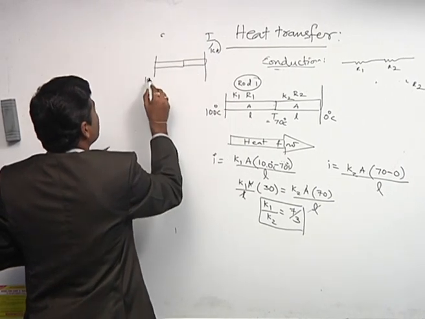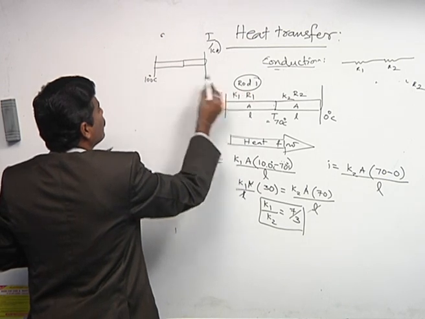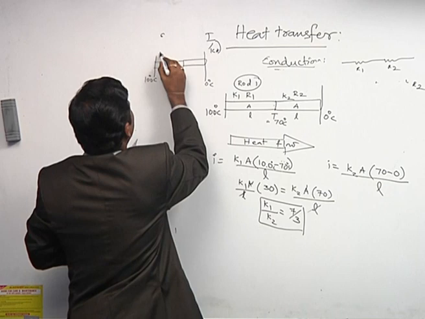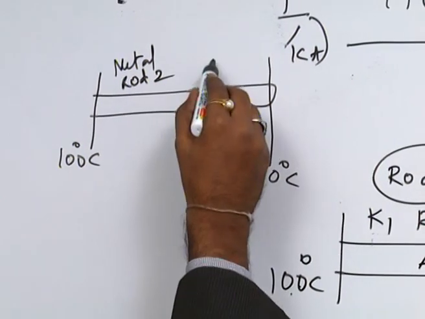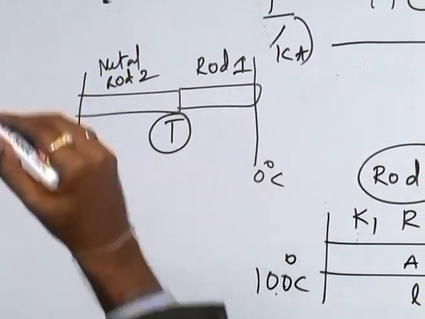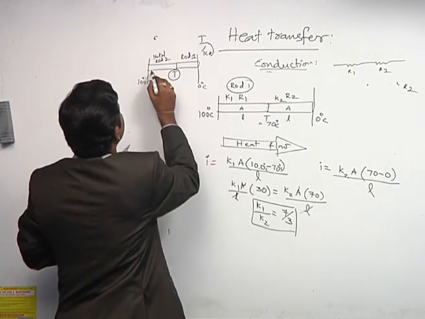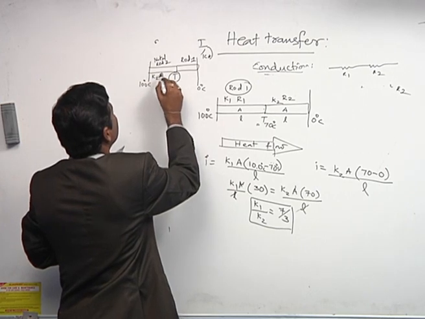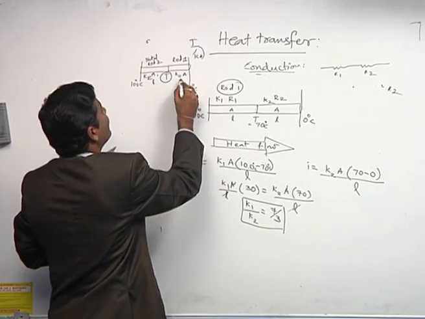So 100 is maintained as it is and 0 is maintained as it is. Previously rod 1 is connected to 100 degrees centigrade. Now metal rod 2 is connected to 100 degrees centigrade. Here this is rod 1. He is asking this T value. So for rod 2, what is our assumption? Coefficient of thermal conductivity is K2, area of the cross section is A and length L. Here K1, A and L.